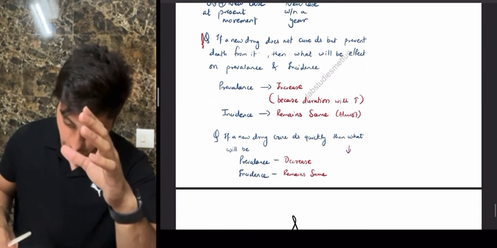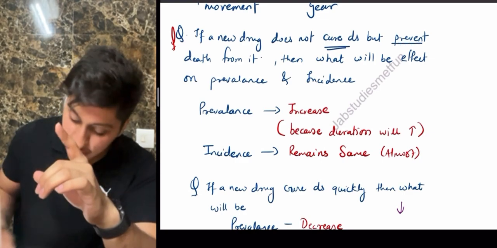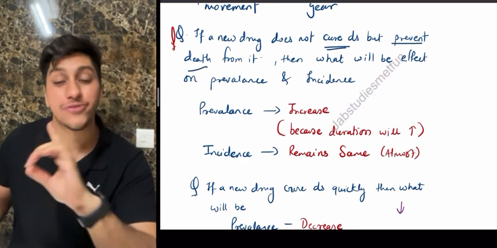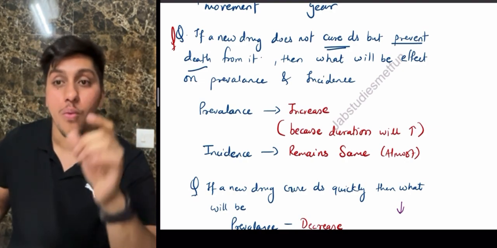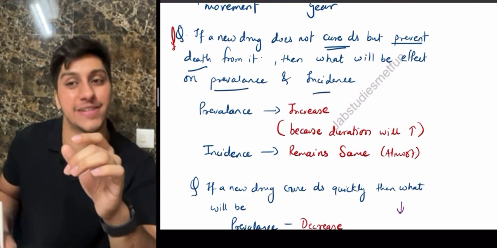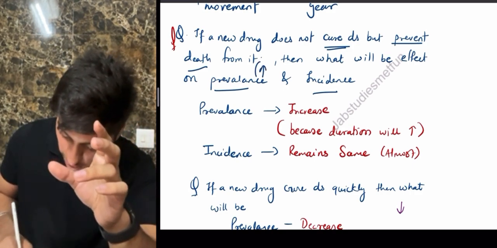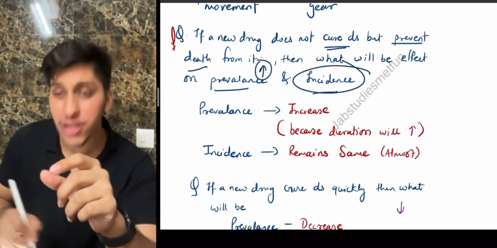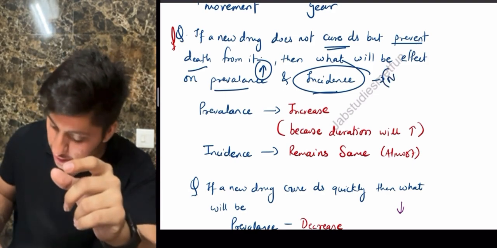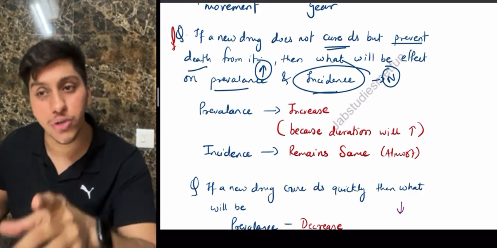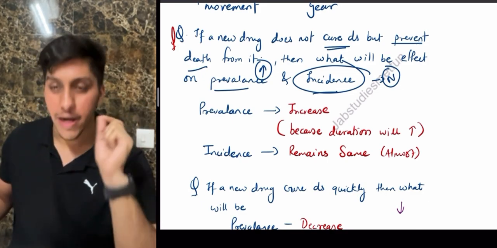Now, if you have a question over here: a new drug does not cure the disease but prevents the death. So the patient has the disease, but he is not dying either. What will be the effect on prevalence and incidence? Obviously, the patient is not dying, so the prevalence is going to increase. Is there any correlation of this drug to preventing the disease? No. So the incidence is going to be the same. So prevalence is going to increase and incidence is going to remain the same. I hope you understood.